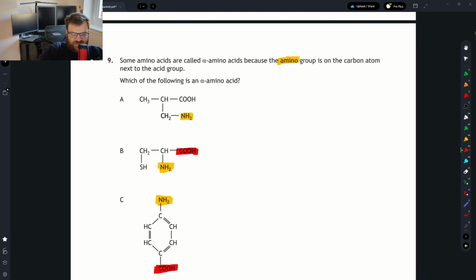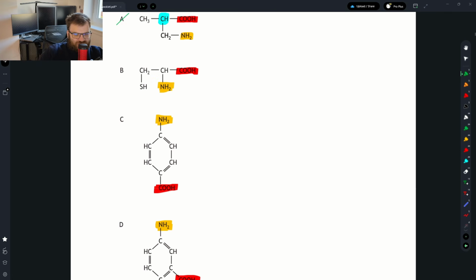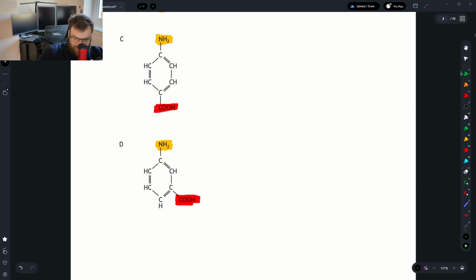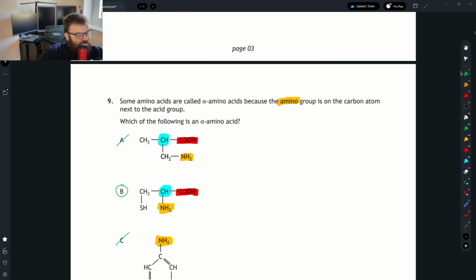And they are saying we need that amino group is on the carbon next to the acid group. So we look for the acid group, we look for the carbon next to it. We don't have the amino group on that carbon, so it's not our answer. Next one, we do have the carboxyl group on the carbon next to the amino group. And our next ones, we're 2 separated away, or actually both of the next ones. These will not be alpha amino acids, so B was the answer for question 9.